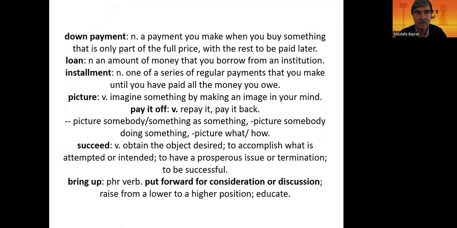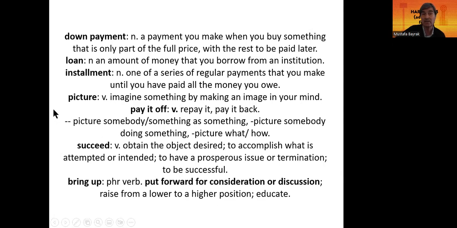What is down payment? Dictionary says that down payment is a payment you make when you buy something that is only part of the full price. Down payment is not the full price, but part of the full price, with the rest to be paid later, in installments. Yeah, the rest are the installments. Okay. Loan, an amount of money that you borrow from an institution. Installment, one of a series of regular payments that you make until you have paid all the money you owe.